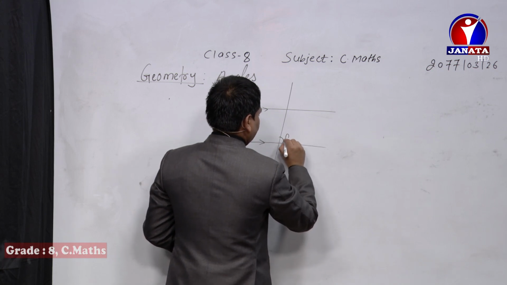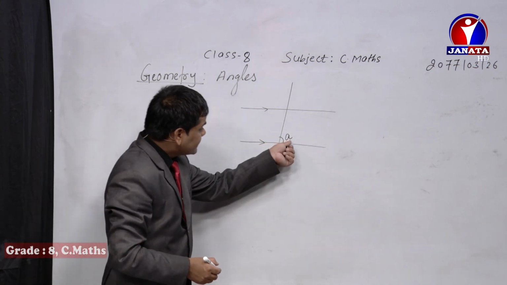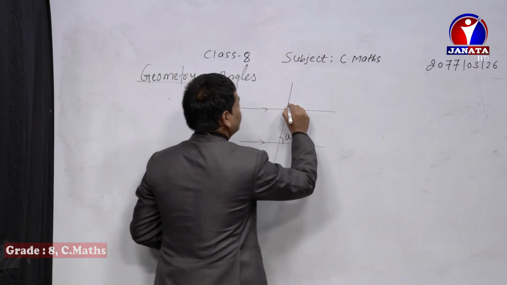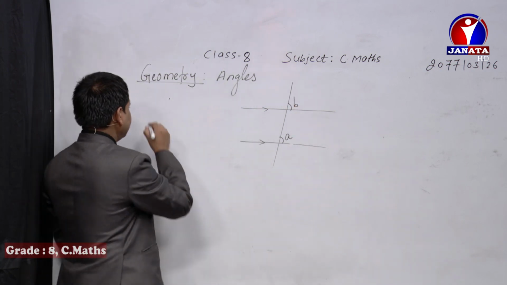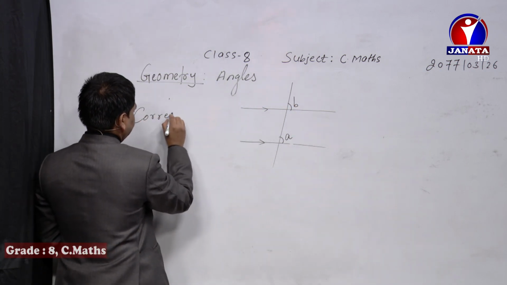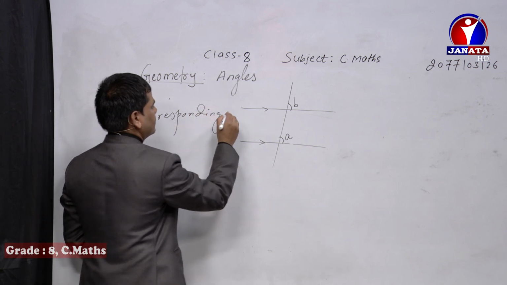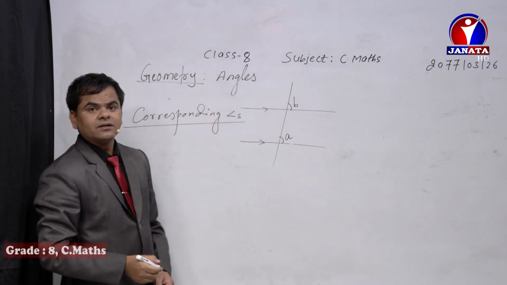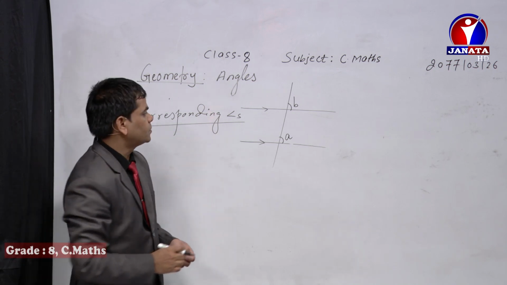For example, this is A, and in relation to A, this angle is known as a corresponding angle, dear student. This type of angle is known as a corresponding angle. And the corresponding angles are also equal to each other.